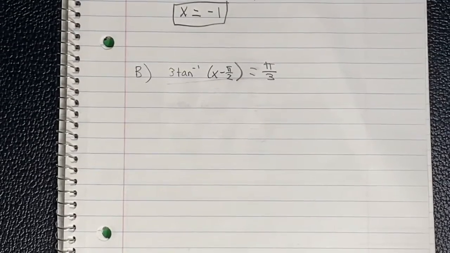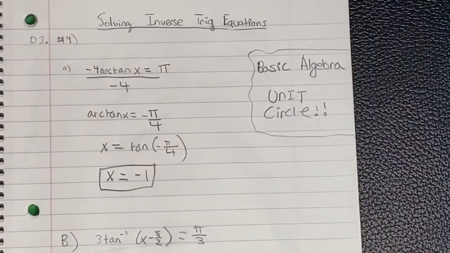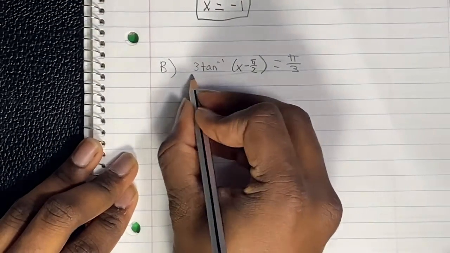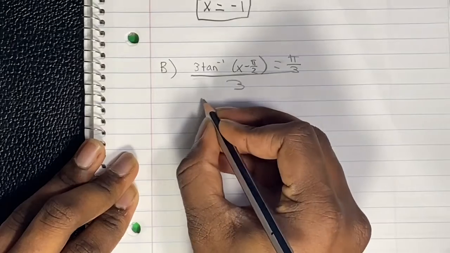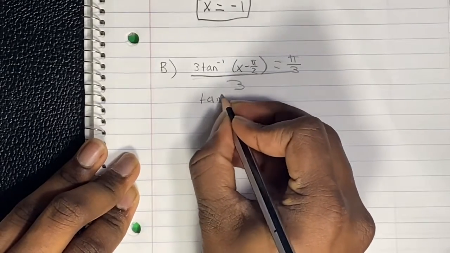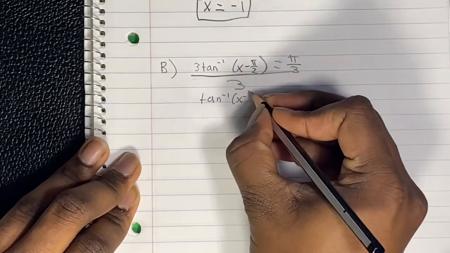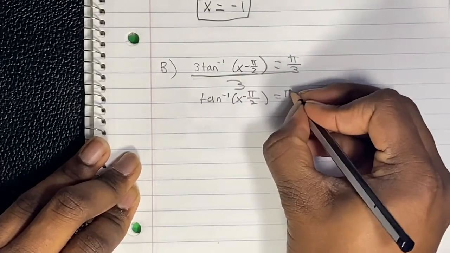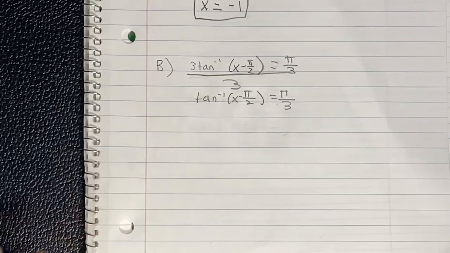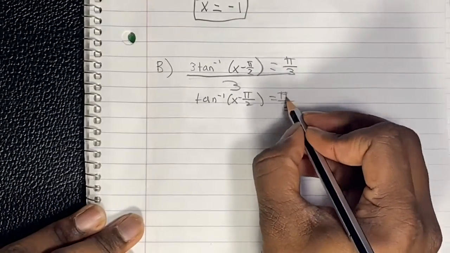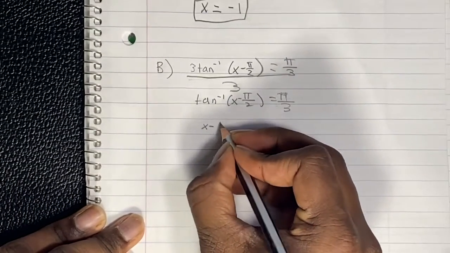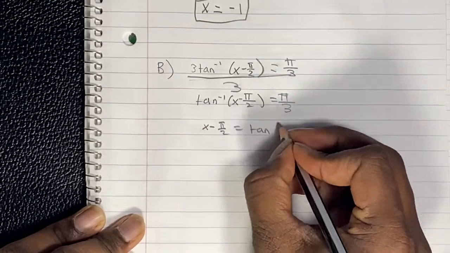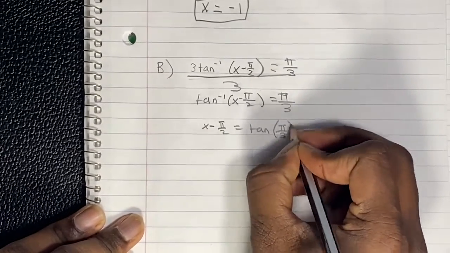Alright, the next question looks a little more complicated, but once again, it's just our basic algebra. So the first step we're going to do is take the 3 to the other side by dividing it, which leaves us with tangent of -1 over x minus pi over 2 equals pi over 3. So once again, we can just flip this by bringing the tangent to the other side, which would be tangent of pi over 3.